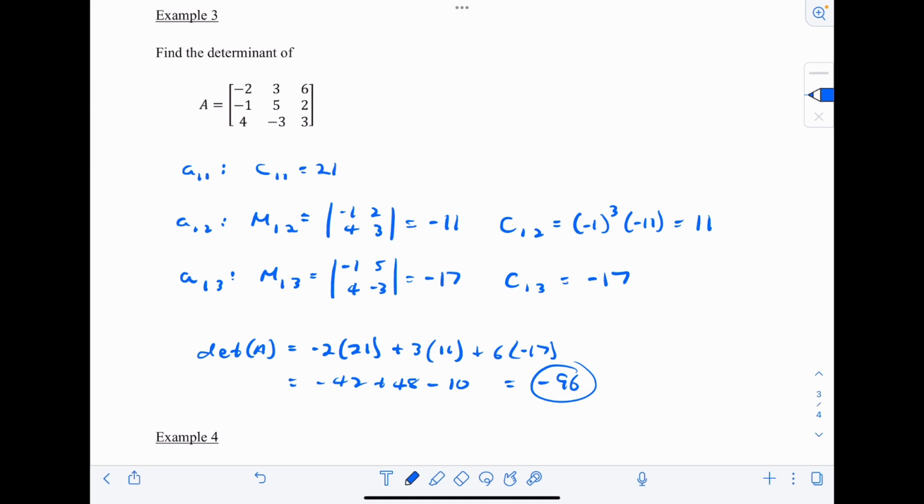Again, pick any row, any column, it doesn't matter, and you're going to go through that process. So it's a bit of work. And so you can imagine then, as we go to the next example, where we're going to do a 4x4, it's a lot more work.